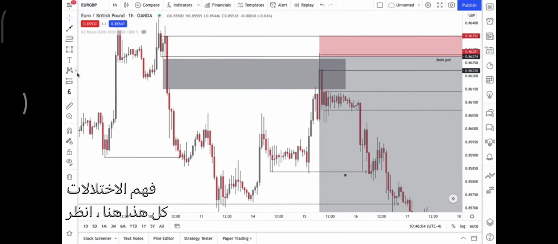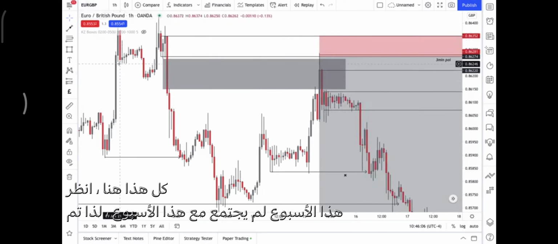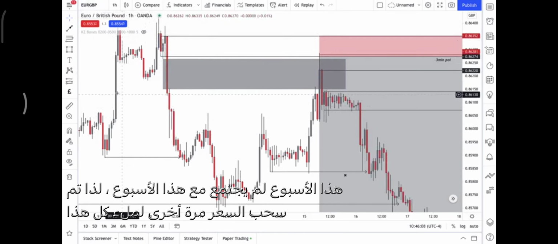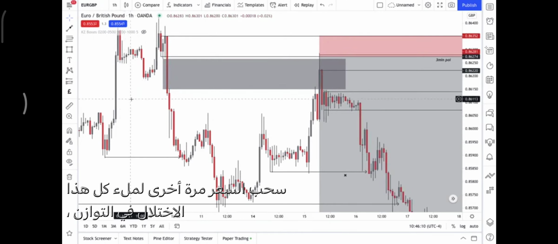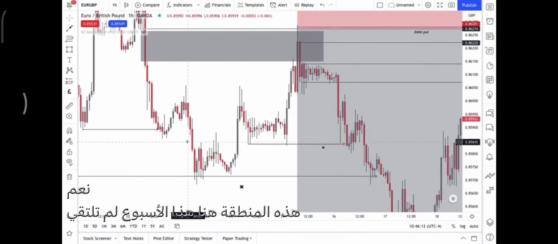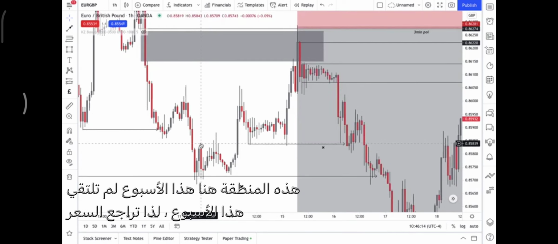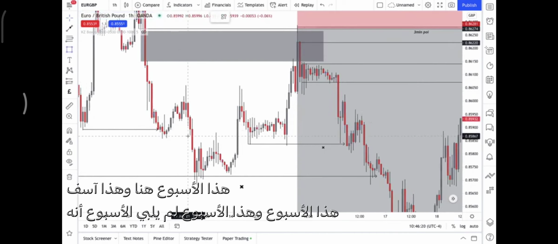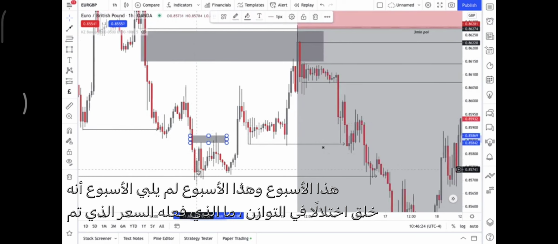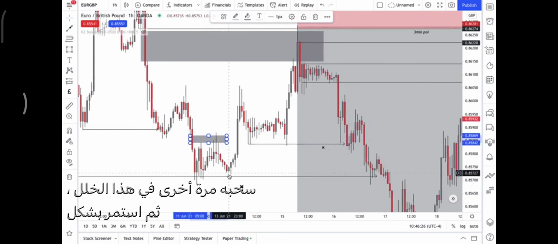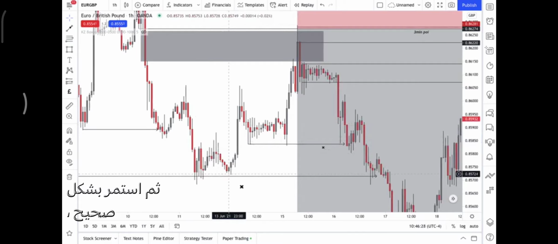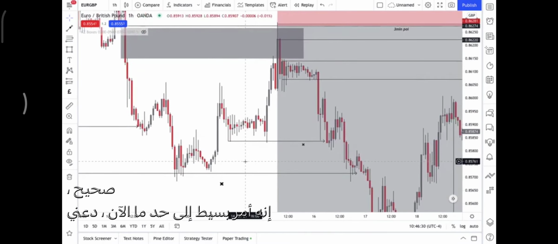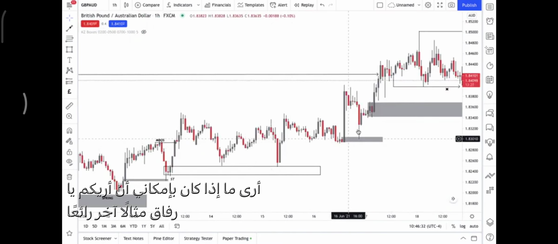All of this here, look, this wick did not meet with this wick, so price pulled back, filled in all of that imbalance. Yeah? This area here, this wick did not meet this wick, so price pulled back. Yeah? This wick here and this wick and this wick did not meet. It created imbalance. What did price do? It pulled back, filled in that imbalance, and then continued. Right? It's fairly straightforward. Now let me see if I can show you guys one more example.